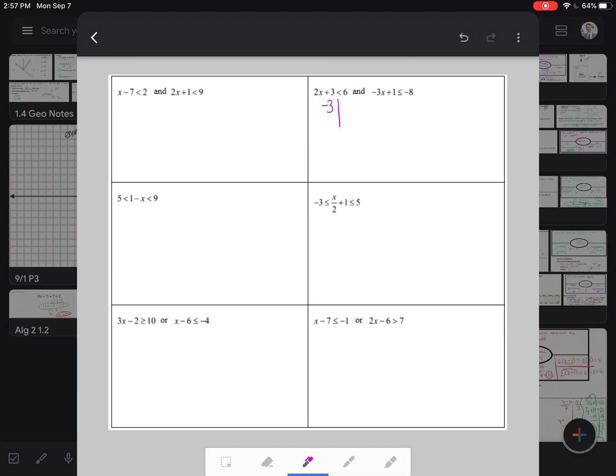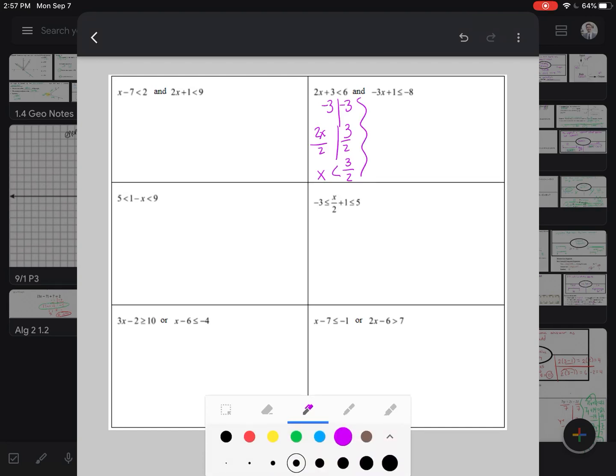So this one, my algebra line, to make sure I'm keeping balance. 2x and 3, and then some division. We're left with 3/2 or 1.5. Either way is fine with me. All right, let's go on to our second inequality.